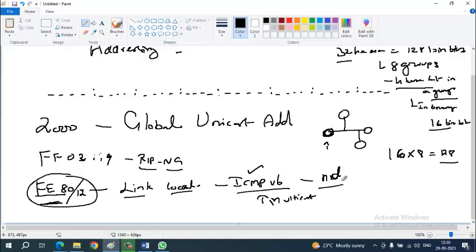So when you do multicasting, it cannot go to anyone other than the right group members. We'll see this in the debug in the command line later. But what I am trying to say here is there are various address types: link local address, global unicast address, multicast address.